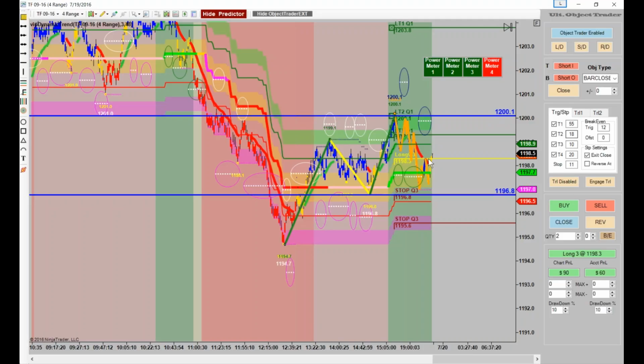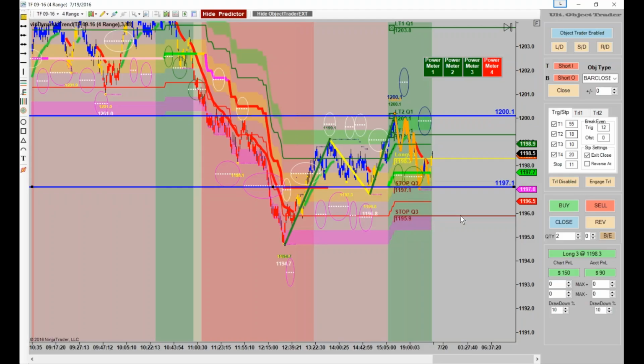Well, we haven't closed above this good enough for me just yet. But as soon as it does, I'm going to bring the stop right underneath here. Everybody sees why, right? Because that's going to be the new swing.